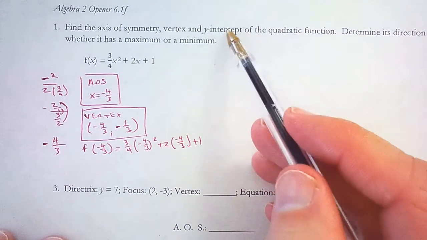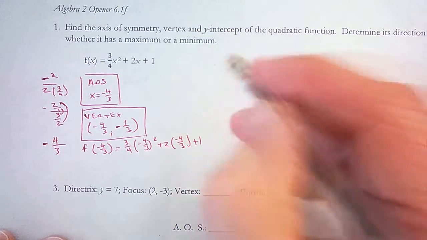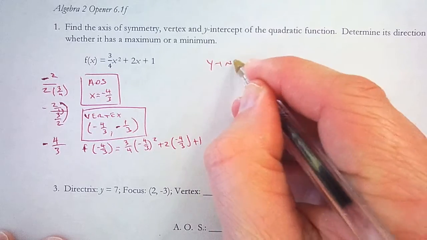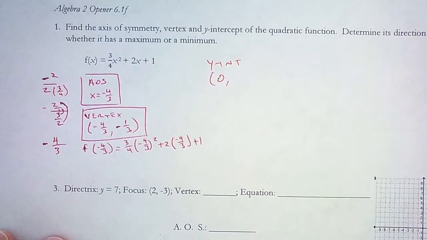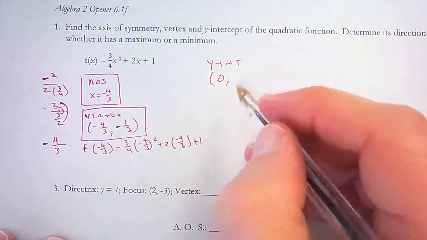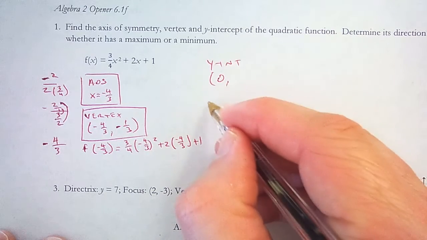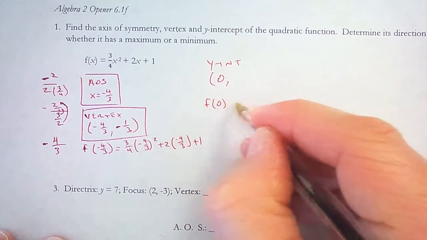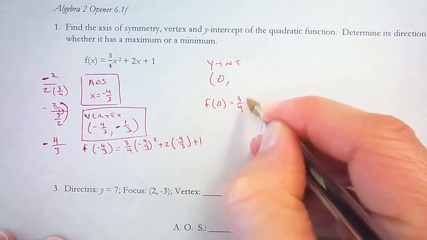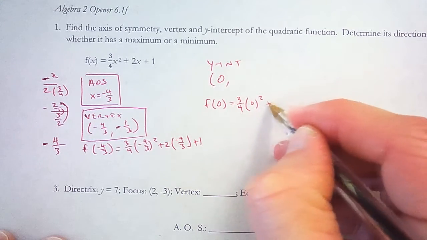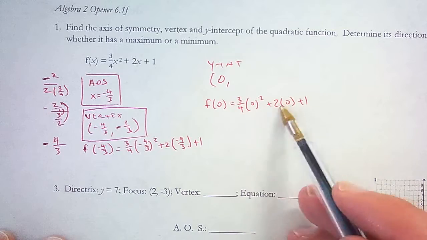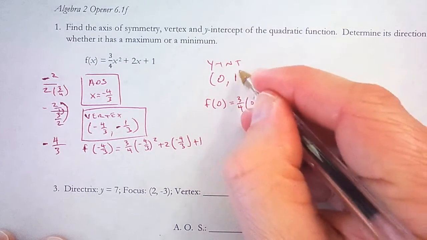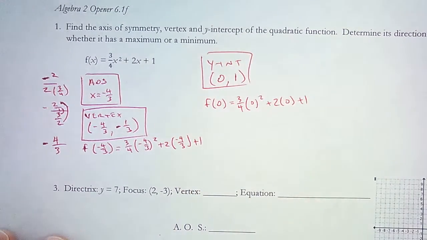Next, we want the y-intercept. The y-intercept is a point, 0, comma, something, so it's where x is 0. And to find the y value, we do f of that x value. f of 0 is 3/4 times 0 squared plus 2 times 0 plus 1. So that's 0 plus 0 plus 1. The y-intercept is 0, 1.